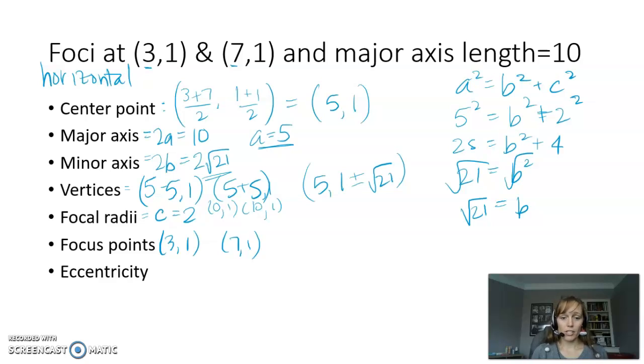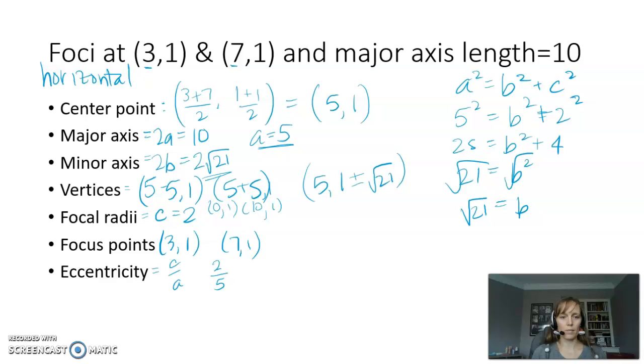Then for eccentricity for this one, again, that's the ratio of c to a. The closer it is to 0, the closer the ellipse is to a circle. And so my c value here is 2, and my a value is 5. And so the eccentricity for this ellipse would be 2/5.